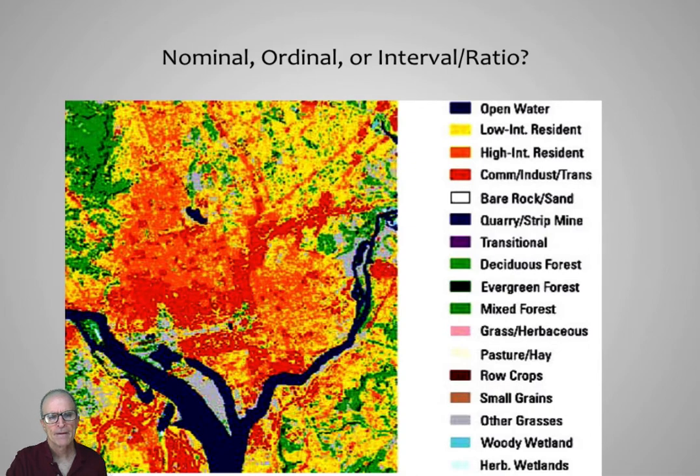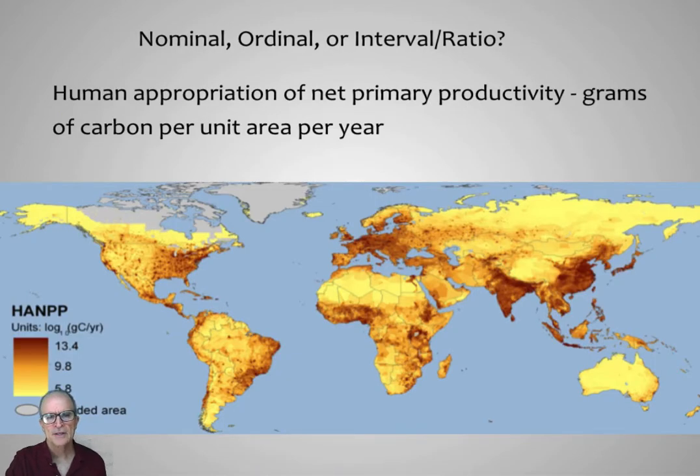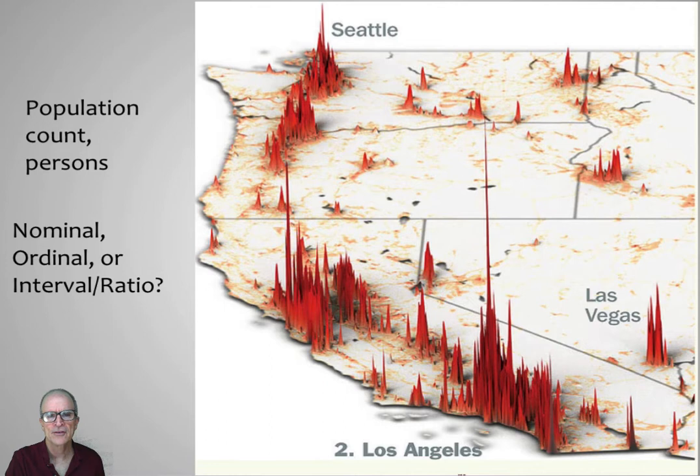Okay? Same thing here. This is a human appropriation of net primary productivity, grams of carbon per unit area per year, right? Where the farms are, where the high population density is. So you get this productivity, and in the natural landscape, it all goes to nature. In human-dominated landscapes, it goes to humans. Right? There's a lot of agriculture. And so in this case, this means something. It's grams of carbon per year. It's a direct measure. This is interval ratio. I hope you're getting the drift.